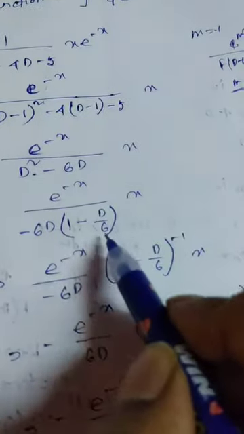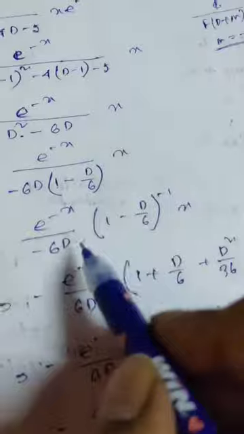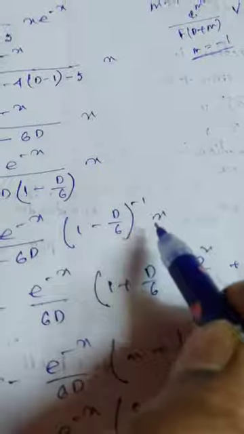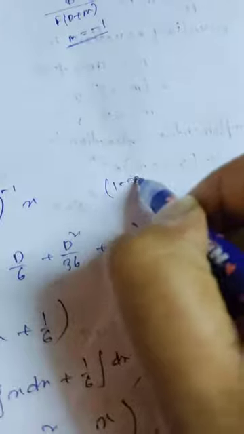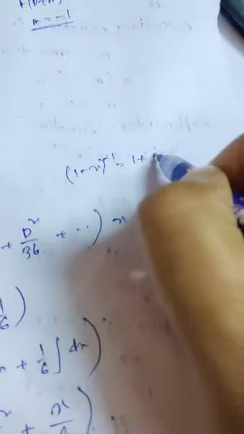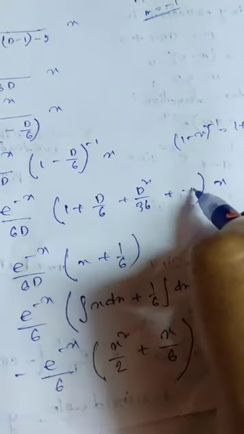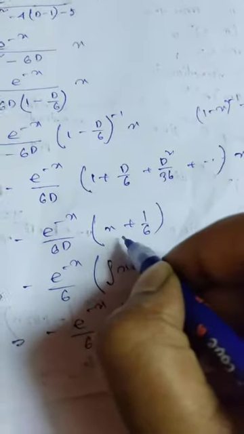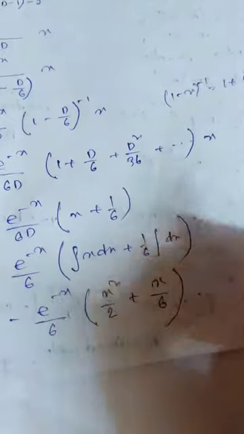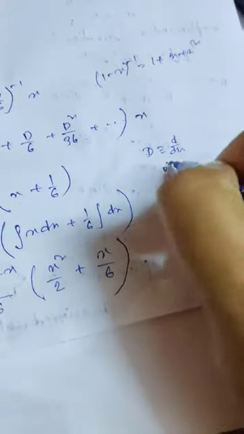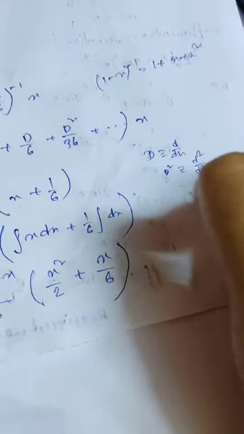So what we get? 1 minus D by 6, x. So from here we can write that minus e to the power minus x by 6D, (1 minus D by 6) whole inverse x. And from the expansion of (1 minus x) whole inverse is equal to 1 plus x plus x square, we will find that (1 plus D by 6 plus D square by 36 plus dot dot) of x. So from here we will get minus e to the power minus x by 6D, (x plus D by 6) x, that means d/dx of, here D stands for d/dx, D square stands for d2/dx2, and so on.